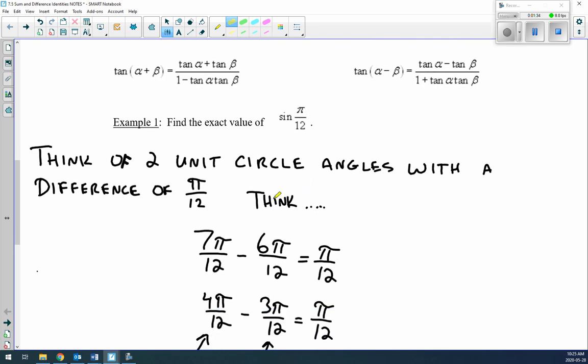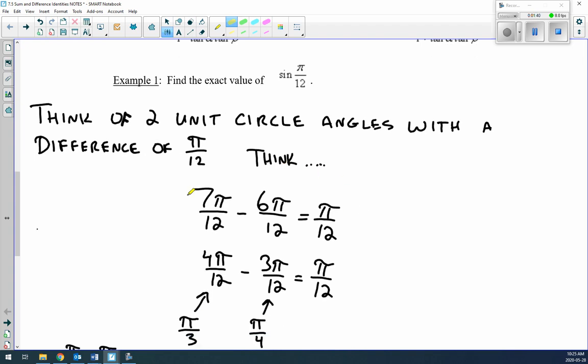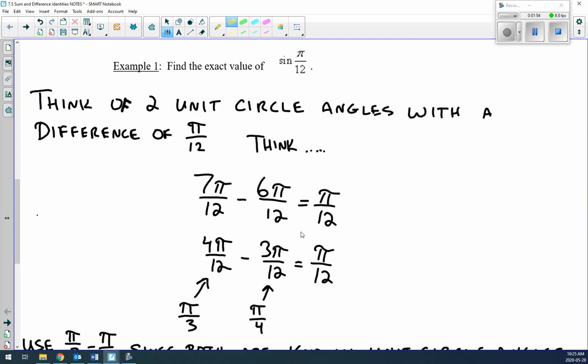But what we can do is think of 2 unit circle angles with a difference of them. And you could do this with addition also. You experiment with it a bit. So what about this one? 7 pi over 12 minus 6 pi over 12. Yeah, that gets us our pi over 12. But 7 pi over 12, is it on the unit circle? No, that doesn't help us. 6 pi over 12 reduces down to pi over 2. Hey, that one was on the unit circle. That's good. So let's try another set.